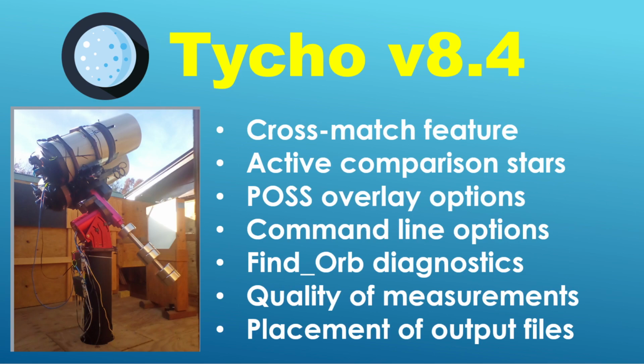Next up, we have the ability to show active comparison stars. This is useful for photometry users to get a quick glance at what comp stars were used in a given photometry set. Then we have new overlay options for Palomar Sky Survey images, new command line options, a new diagnostic tool for the find orb configuration, higher quality measurements, and finally the ability to specify how output files are placed. So with that out of the way, let's go ahead and get started.